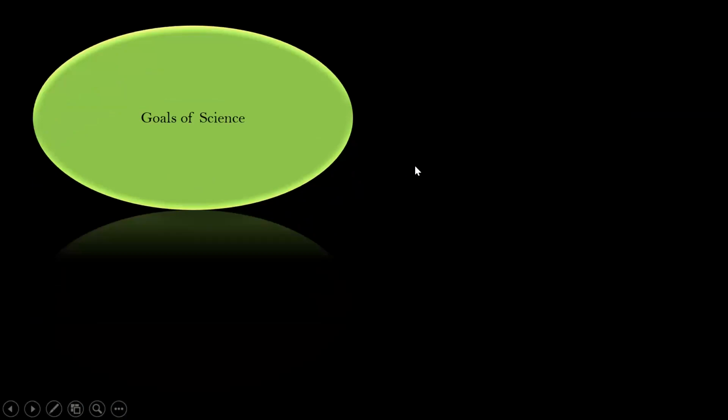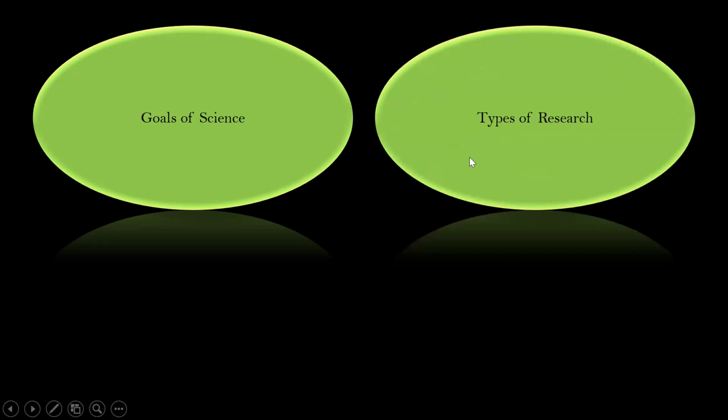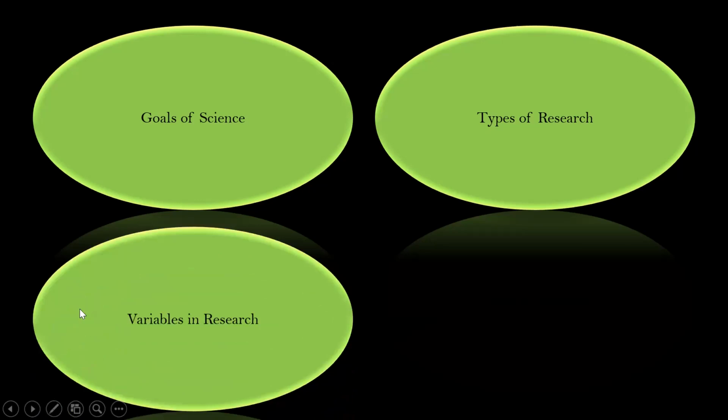And the reason we're going to cover the goals of science is because the types of research that we often conduct are tied directly to one of the 3 primary goals of science. And then we will look at the variables, the terms that we often use for specific types of research. And so in order to distinguish some of these, we need to understand the different types of research.